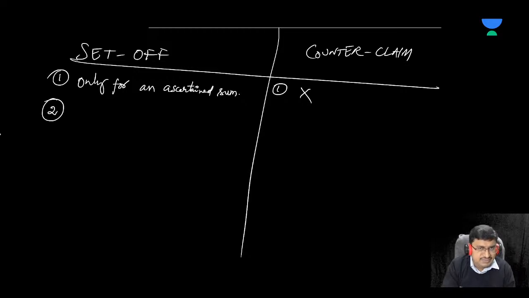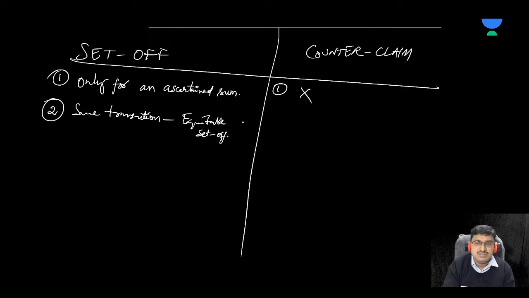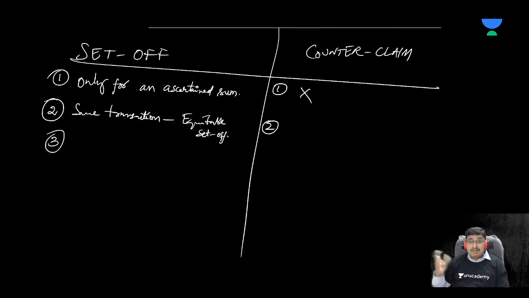The second difference between set off and counterclaim is that the set off arises out of the same transaction in equitable set off, friends, whereas a counterclaim need not arise with regard to the same transaction. For instance, if a plaintiff has filed a suit for permanent injunction, the defendant may put his counterclaim for declaration of title also. Therefore, it may not be related to the same transaction.